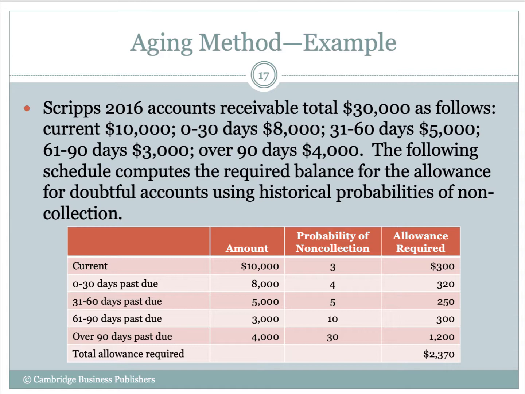Same thing with 31 to 60 days past due. We have $5,000 of our receivables that are basically a month to 2 months past due. About 5% of that historically has been non-collectible. So we're going to calculate 5% of $5,000, we get $250, and we keep doing that. So then we get our total allowance required. That's $2,370. That should be our allowance for doubtful accounts.